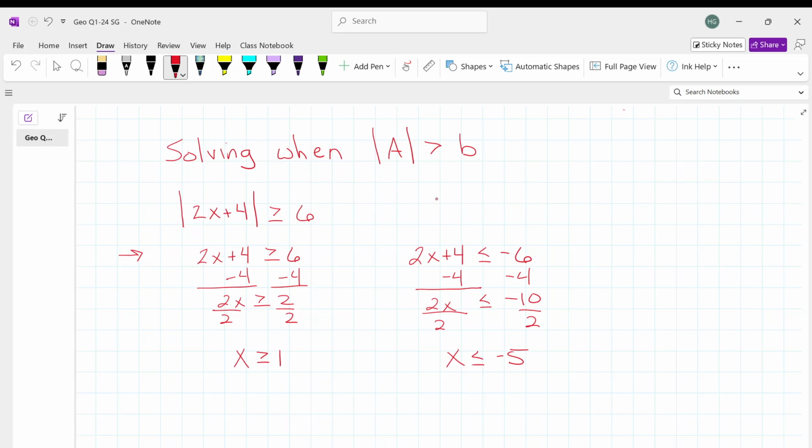And then when you graph that, we got a -5 and a 1. So -5 on the number line and 1 on the number line. We're less than or equal to -5, so we're closed circle and we're shaded to the left. Everything less than -5. We're closed on the 1, and it's everything greater than the 1.